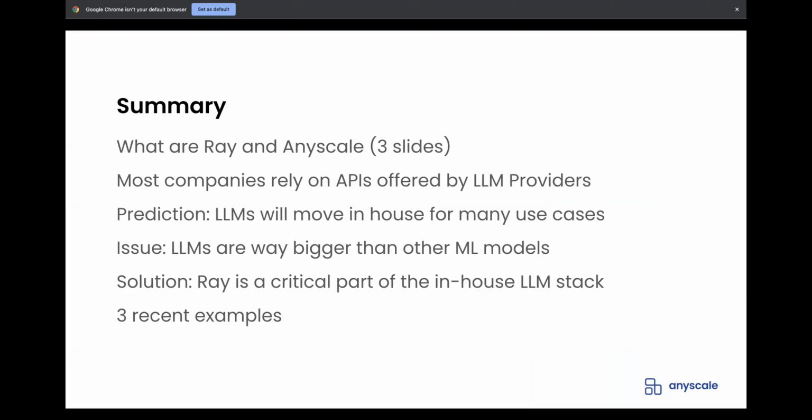This is a quick summary and structure of the talk. First, some technical details about Ray and Anyscale, pretty much a follow-on from what Robert said, and then I'll talk about how we see most companies are using large language model now and our prediction. And then I'll go into the technical challenges surfaced from these use cases, and we'll talk about how Ray is a critical part of the solution.